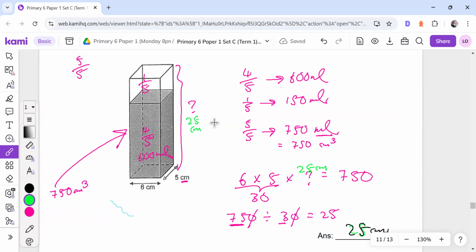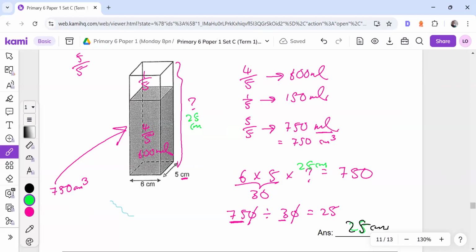Do you understand? Are you clear? So you see fractions in a volume question. What do you do? Put the fraction inside into the picture, right? And then it becomes easy already. Okay, let's go to the next one.